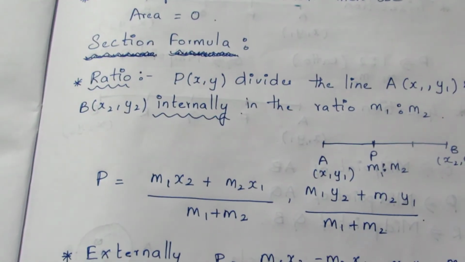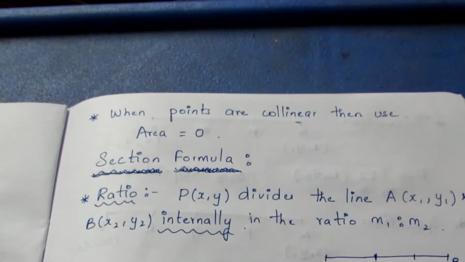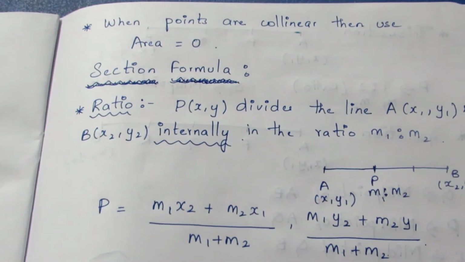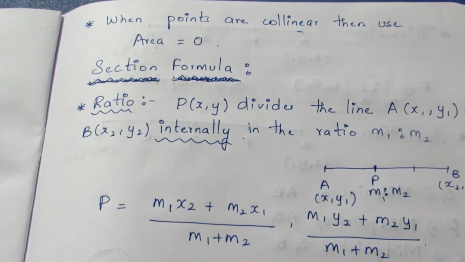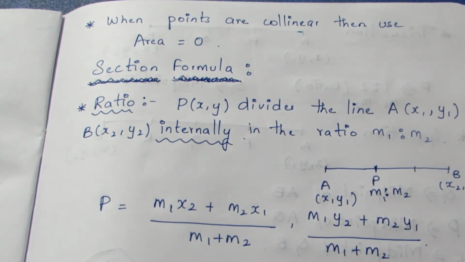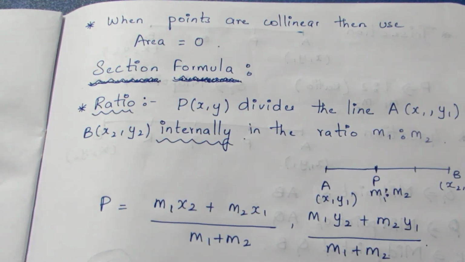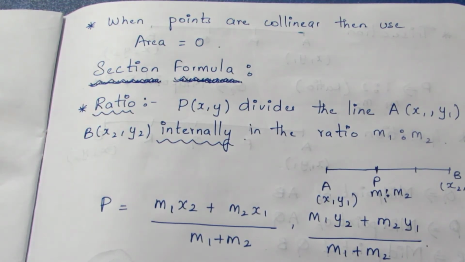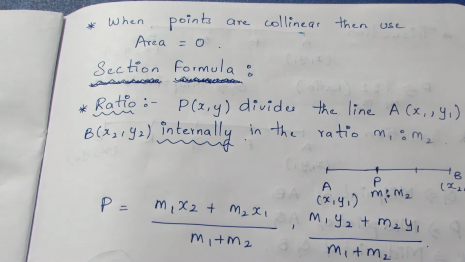Now when it is given that points are collinear, and if they didn't specify any formula to be used, you try to use area equal to 0. If you put area equal to 0, the answer you can identify very easily. Otherwise we need to use a distance formula for collinear.